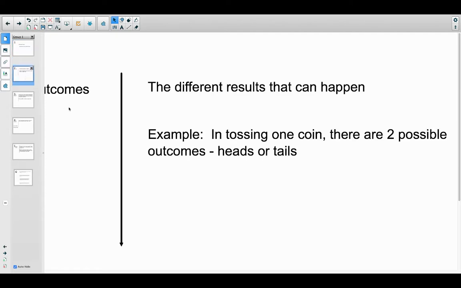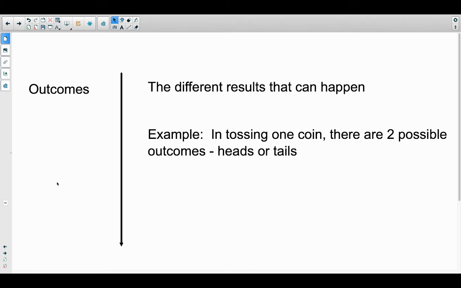So what are outcomes? I need to know that before I can start. Outcomes are the different results that can happen. For example, if I'm tossing a coin, there are two possible outcomes. I could get heads or I could get tails. Those are my two outcomes. It's what can happen.